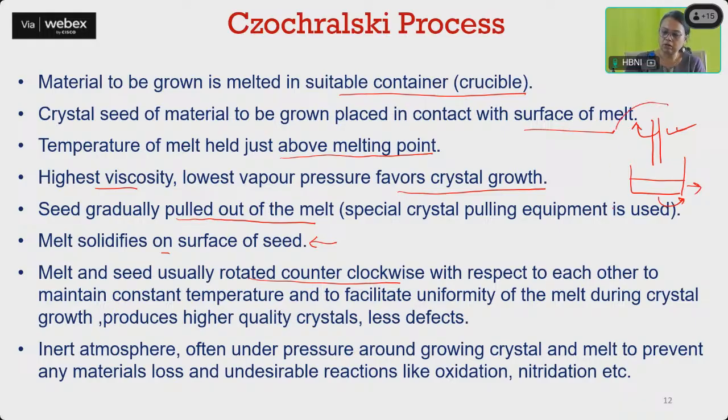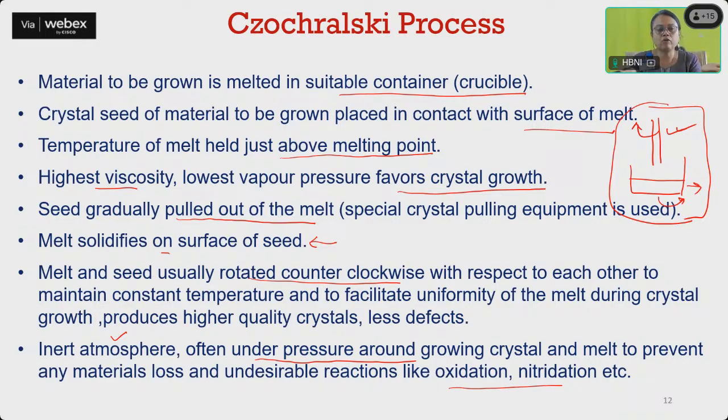Because this whole growth happens inside a chamber, this is called the Czochralski crystal growth chamber. So we can have an inert atmosphere, or we can use pressure around the growing crystal, to prevent material loss, oxidation or nitridation. We can use hydrogen or nitrogen, so different kinds of atmosphere can be used. Even in the case of silicon growth, gases like phosphine are used to dope it with phosphorus or boron.